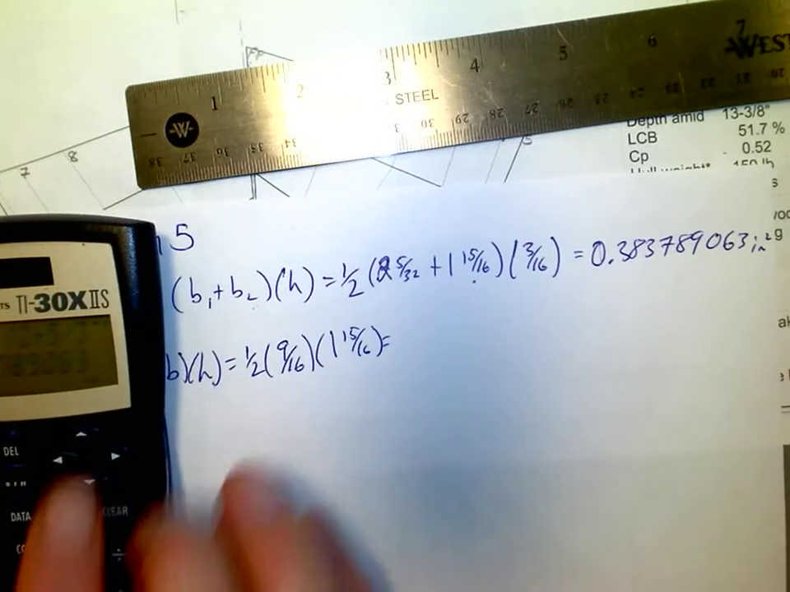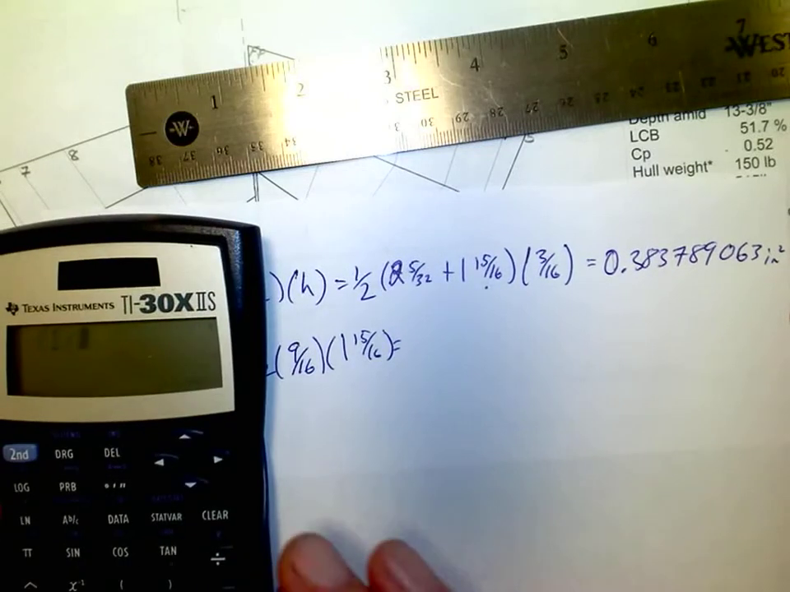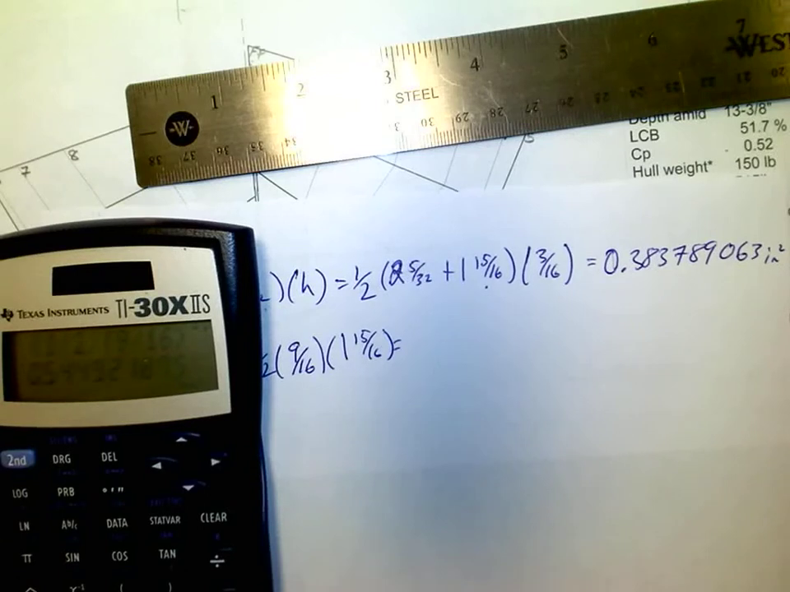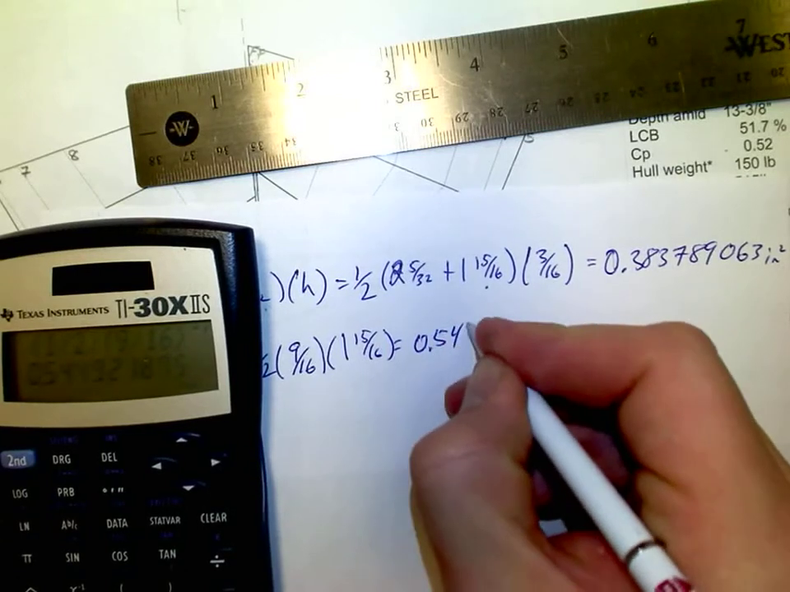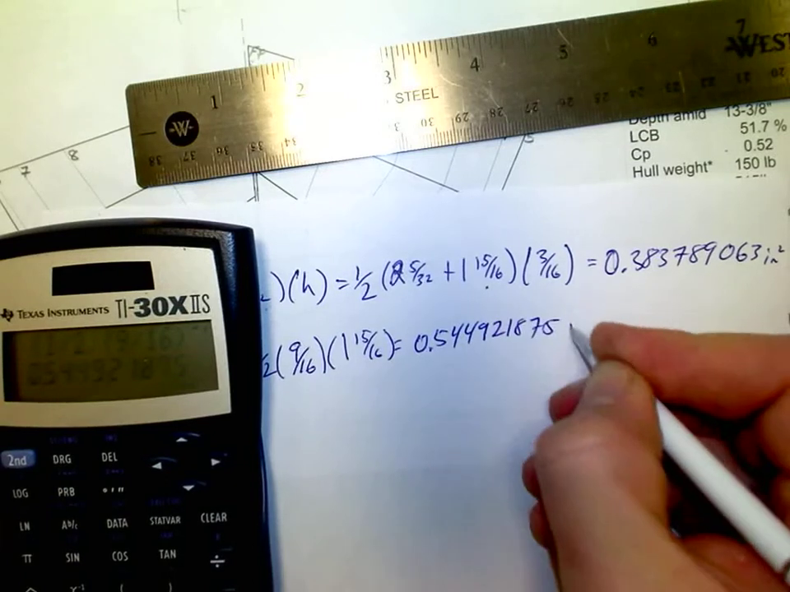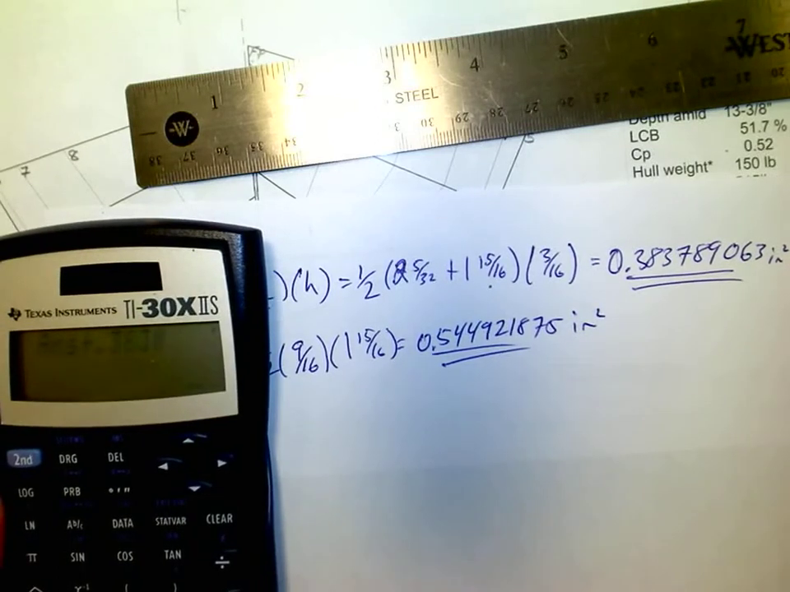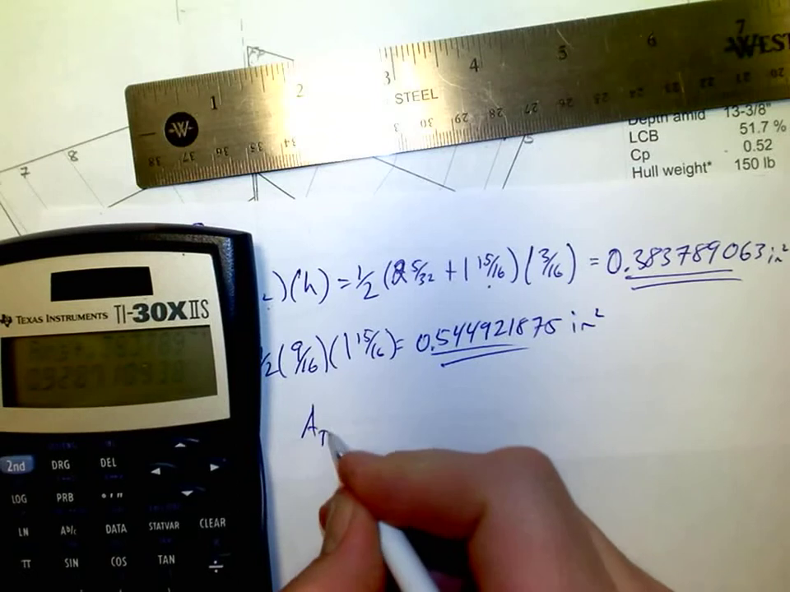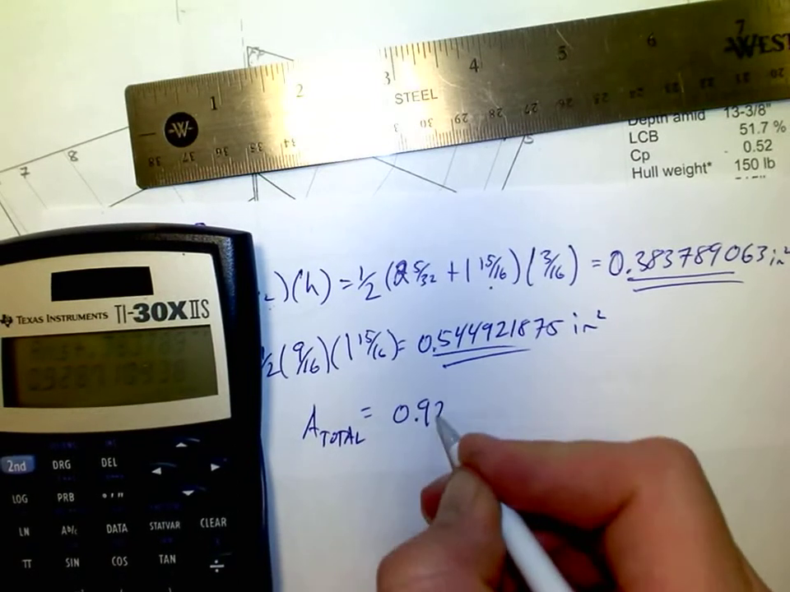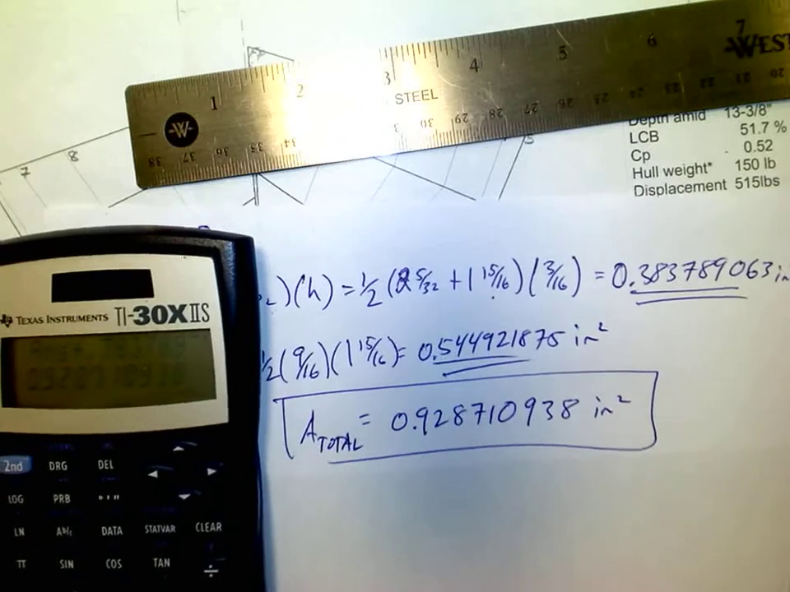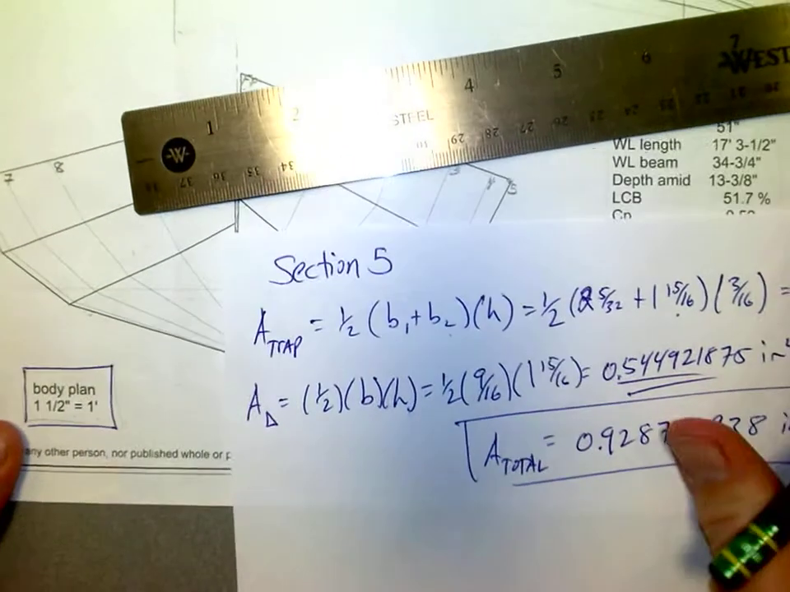Looking at the triangle portion, I've got 1/2 times 9/16 times 1 and 15/16. That's 0.544921875 inches squared. So I'm going to add up those two areas, plus 0.383789063. That gives us area total to be 0.928710938 inches squared. Now we've got a different scale factor for the body plan.